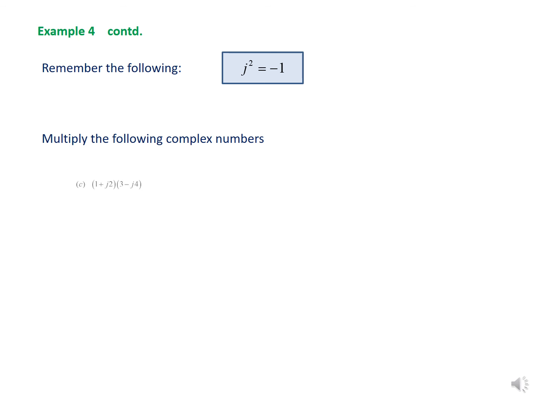Okay, here we have two complex numbers that have real and imaginary parts. So let's initially multiply the brackets. 1 times 3 is 3, 1 times negative j4 is negative j4, and we have a positive j2 times 3 giving us plus j6, and the term at the end is a positive j2 multiplied by a negative j4. So 2 times 4 is 8, and a positive times a negative is a negative.